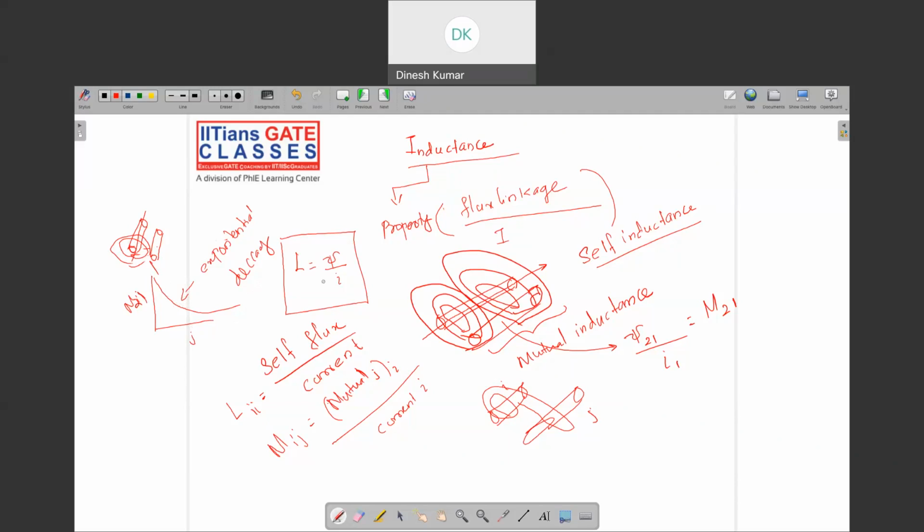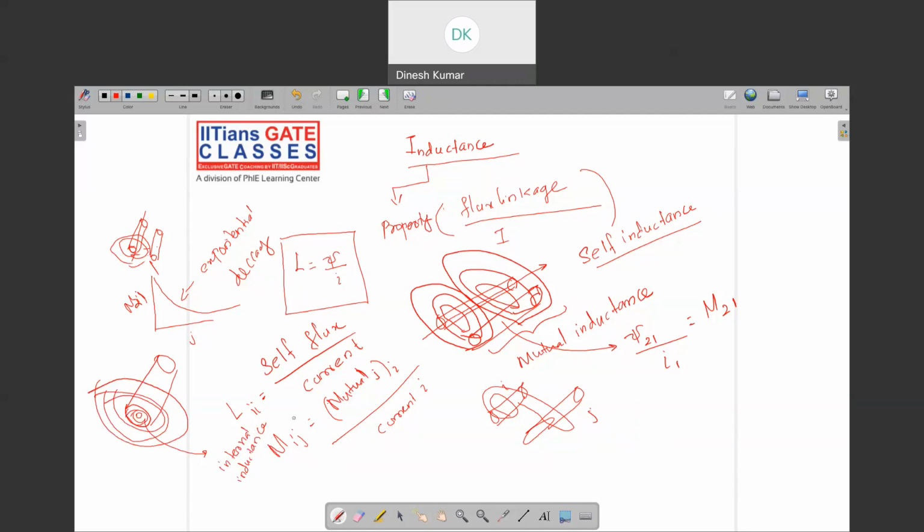Okay, so I already explained there will be two kinds. Then if you look at this conductor closely, the current is flowing inside, right? So there is some flux inside also, and there is some flux outside, right? So we define two inductances now. One is the internal inductance. If you think about the internal inductance, it is the total flux linkage inside the conductor due to the current flowing inside the conductor. Okay, that is the internal inductance.